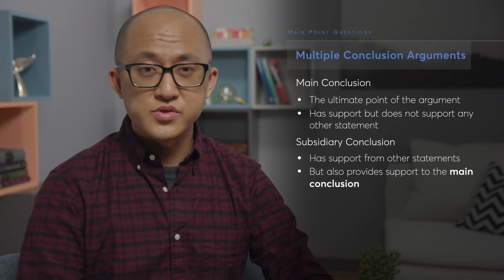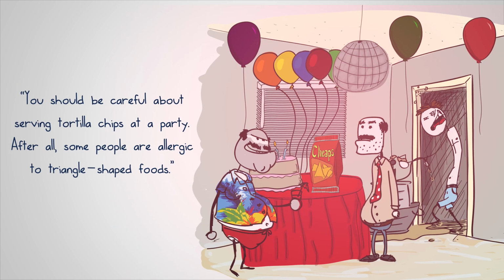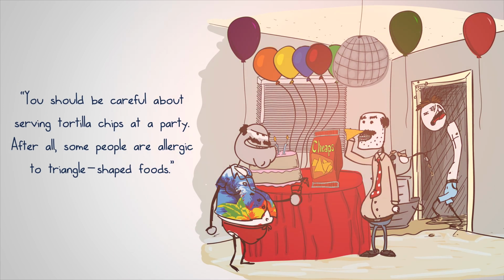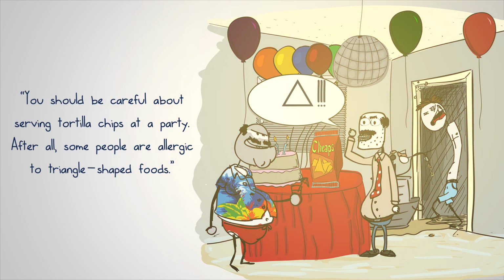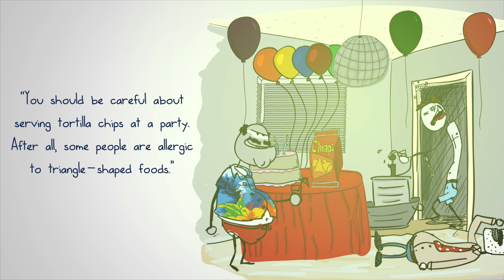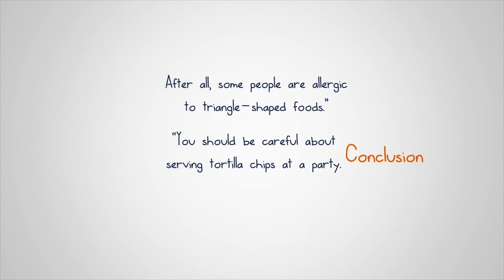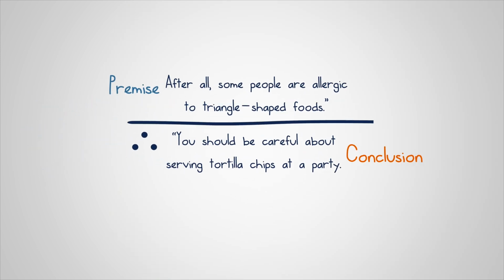For example, let's take a basic argument with just one conclusion. You should be careful about serving tortilla chips at a party. After all, some people are allergic to triangle-shaped foods. Here, the conclusion is the first statement, and it's being supported by the second. People's allergies are a reason that we should be careful.